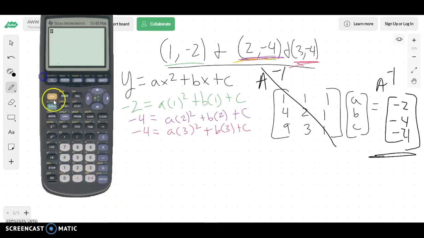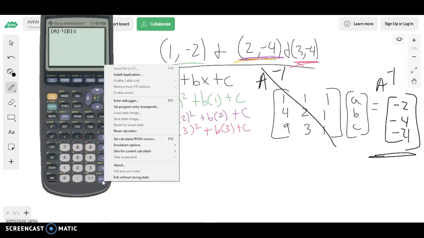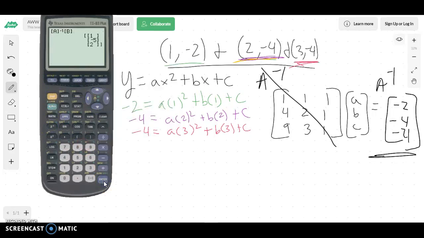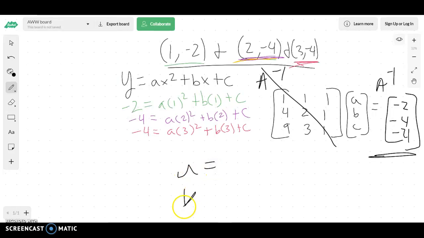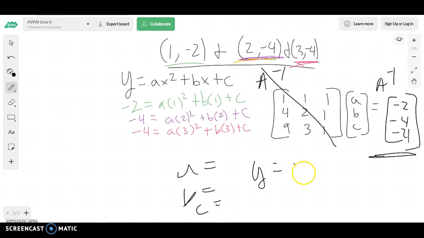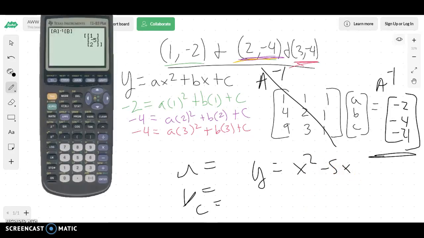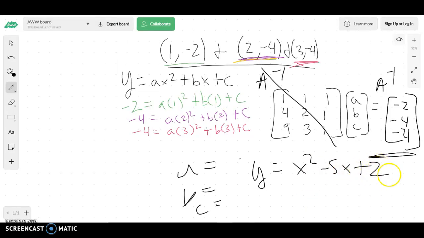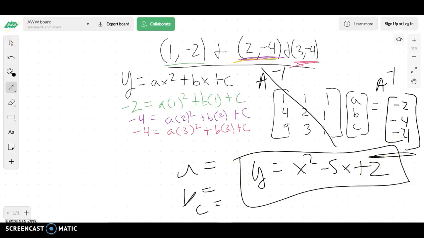Second quit. And we'll do matrix A inverse times matrix B. And this would be A, B, and C, and we would have our answer to plug in with 1x squared minus 5x plus 2. If you have any questions, please ask.